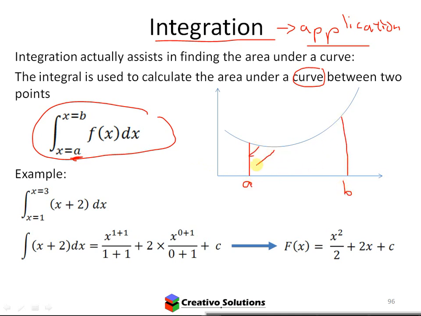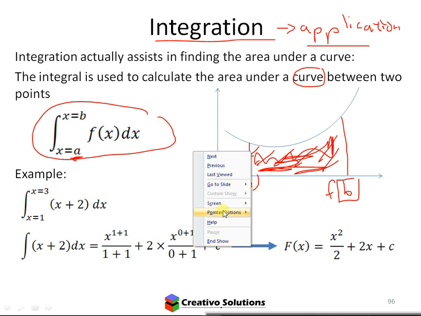It's a definite integral. So you're looking at that: what is the area under the graph? If I have the function, I can then work out the area under the graph, because it will then be the function of B minus the function of A. That's what you're looking at. So how do I do that?